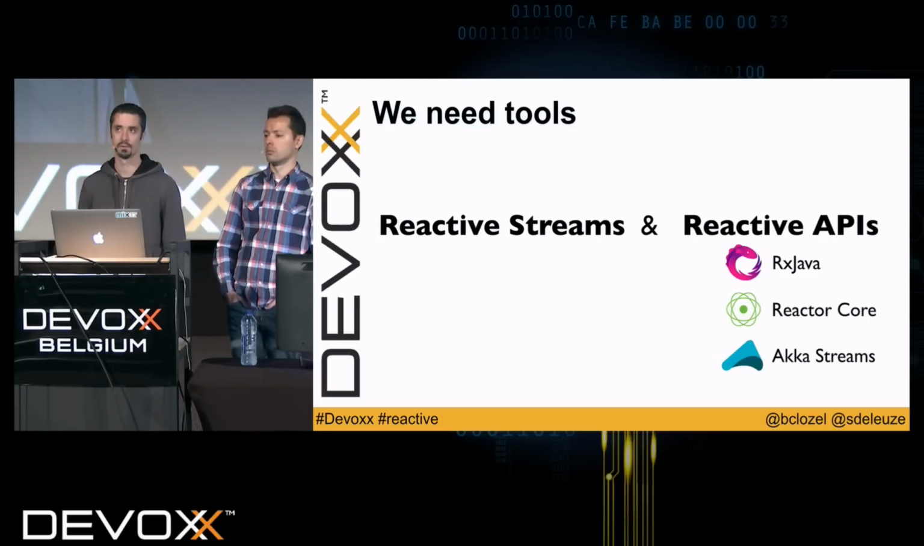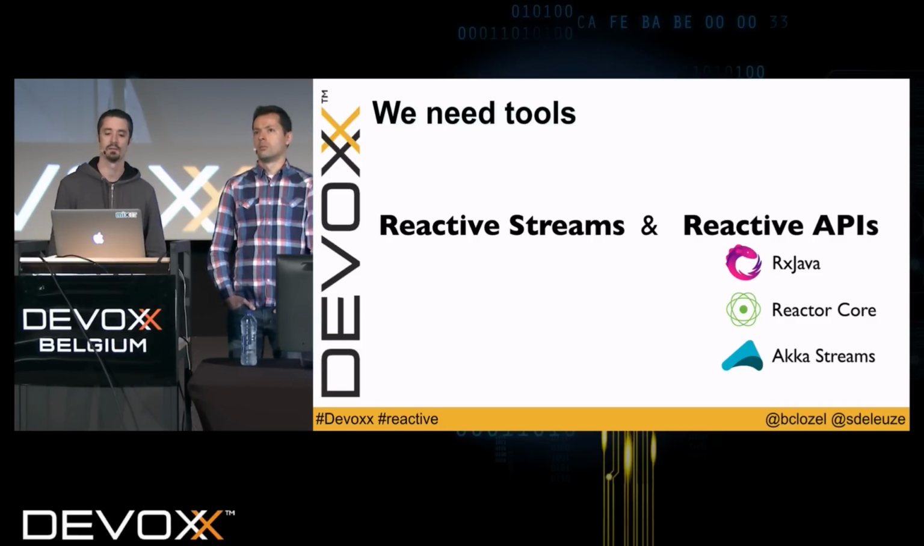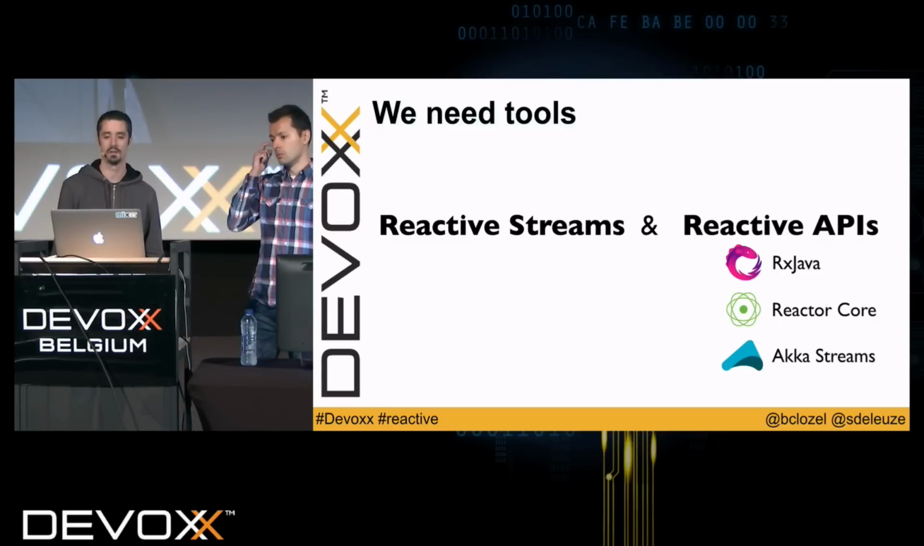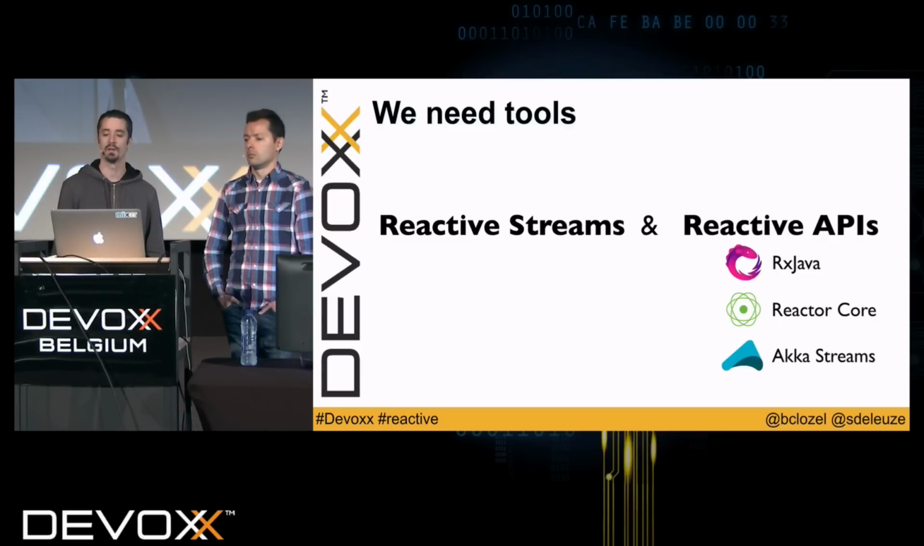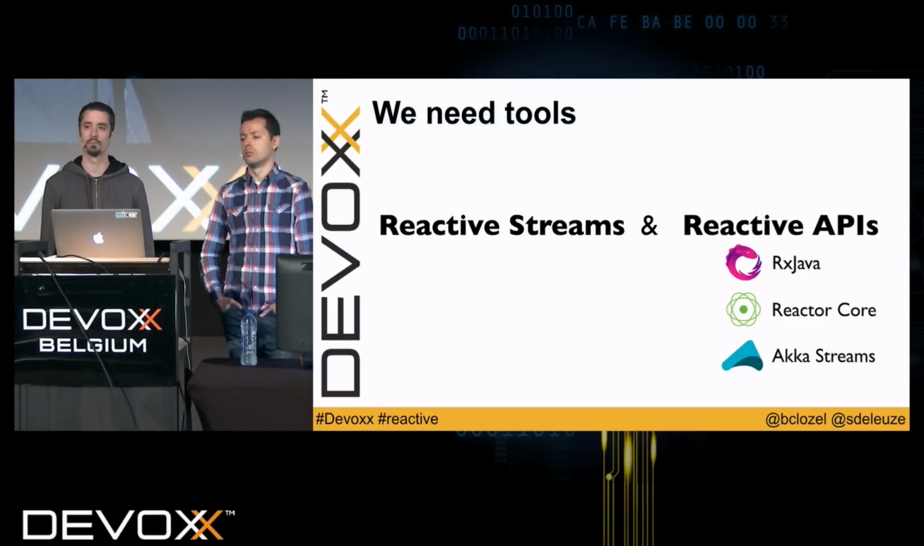So that's why we need tools, and today we are going to present Reactive Streams and reactive APIs. Reactive Streams defines the semantics of a reactive exchange, and it's also here to deal with interoperability between various reactive libraries. So these are interfaces that you will have to implement. And the reactive APIs, the most common ones being RxJava, Reactor Core, and Akka Streams, will allow you to perform transformations based on the data that you are receiving.